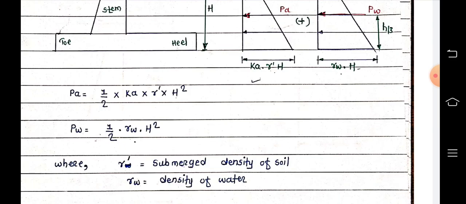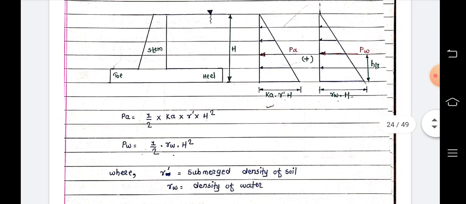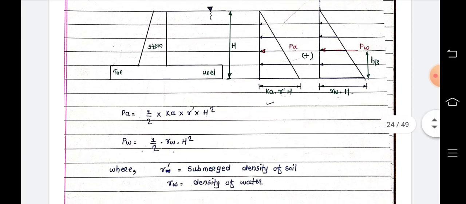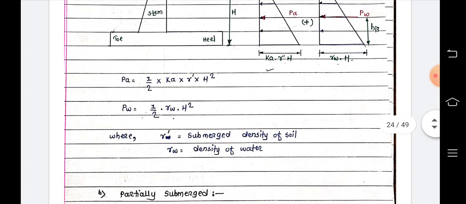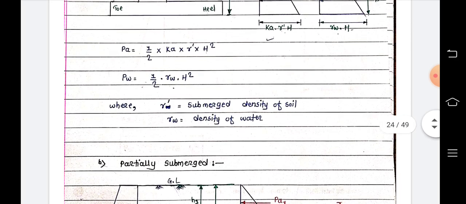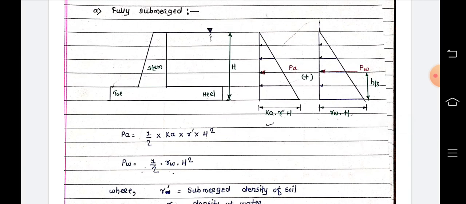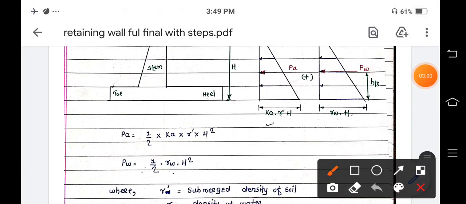That is, 1/2 Ka gamma dash H square plus 1/2 gamma W H square. We have to add both terms, where gamma dash is the submerged density of soil and gamma W is the density of water. We know the density of water, the value is 9.81. If you want to calculate the position of the CG, it will act at H by 3, and it acts at H by 3, the same H by 3.